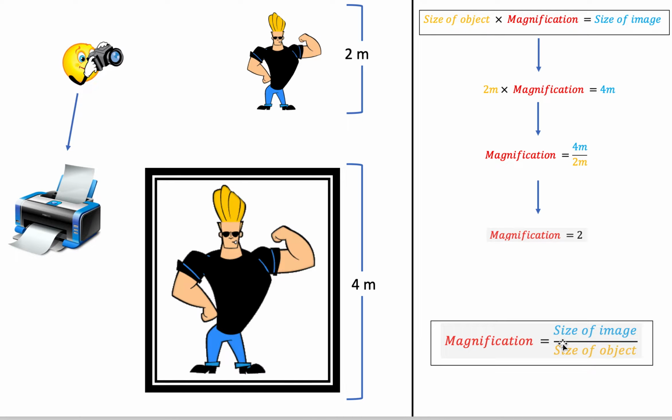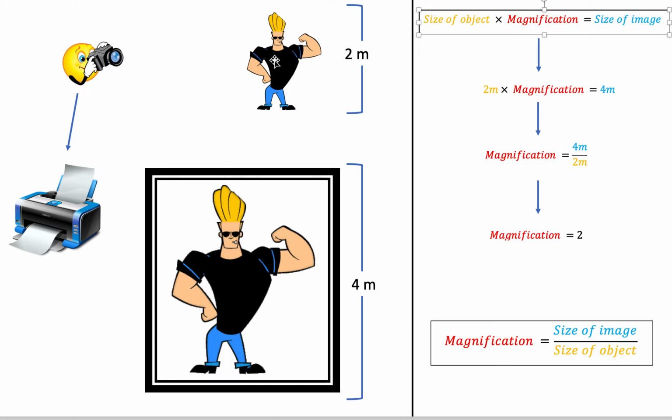So the equation I'm trying to get to is this one. It's exactly the same as this one, just rearranged, okay? Because this is the one you kind of use in your head without knowing it. If you rearrange this equation for magnification by itself, what you'll have is magnification equals size of image divided by size of object, if you divide it down here, right? And by size of image, I mean the non-real thing. So in this case, the portrait. And by size of object, I mean the real object. So in this case, Johnny Bravo.